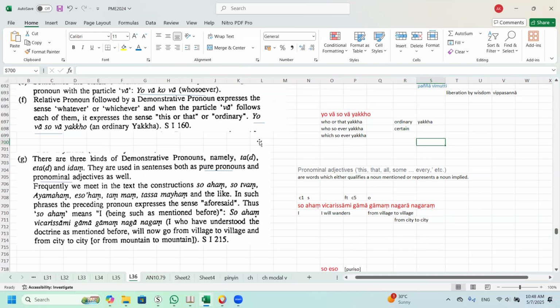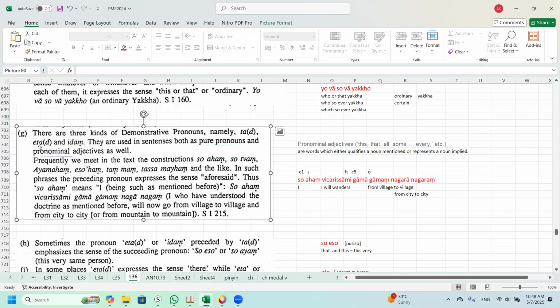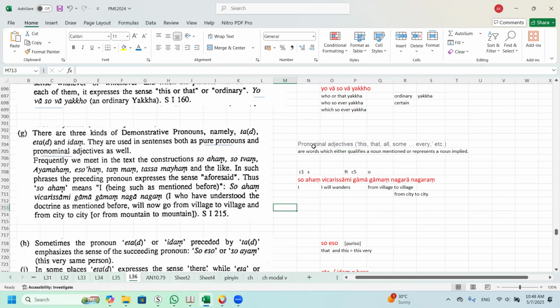But anyway, we will move on to number G, pronominal adjective. The word pronominal adjective in English means this, that, all, or some, etc. All of these are classified as pronominal adjectives. It is the same as the demonstrative pronoun.